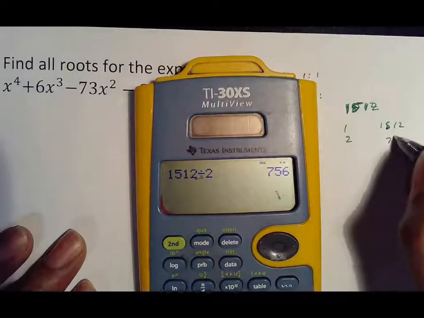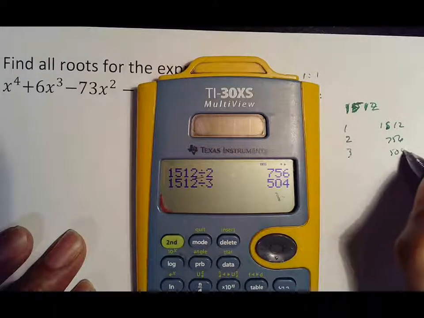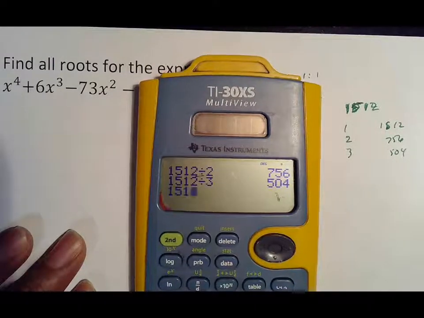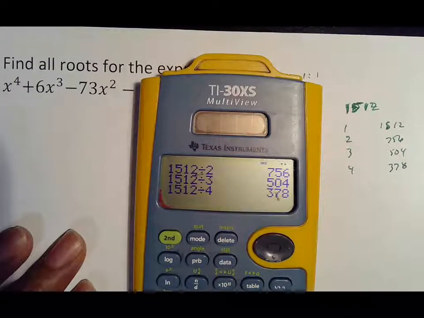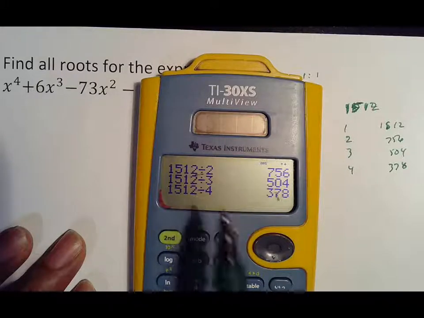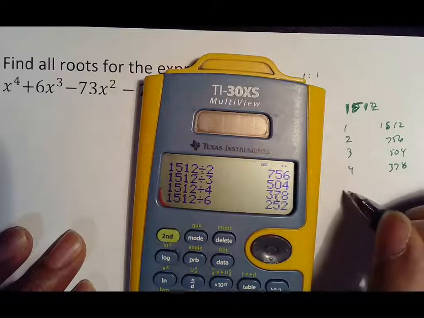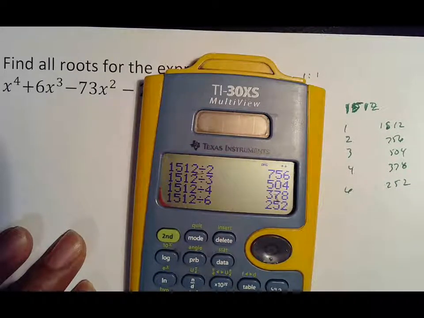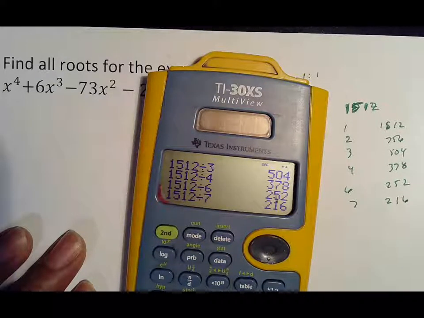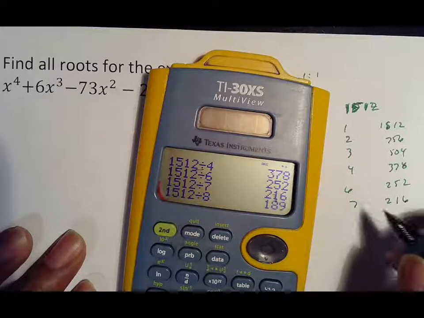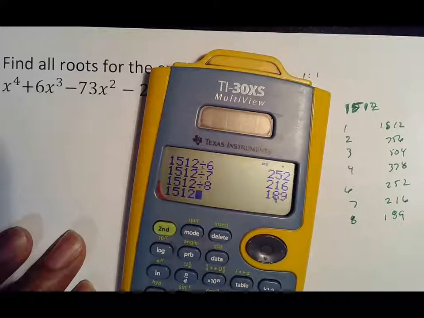which is 756. 3 is 504. 4 is 378. These are some ugly numbers. 5 doesn't go because if it was a 5, it would end in a 5 or a 0. So let's try 6. 7. All these numbers go. This is a mean one. 8. And 9. I'll stop at 9.